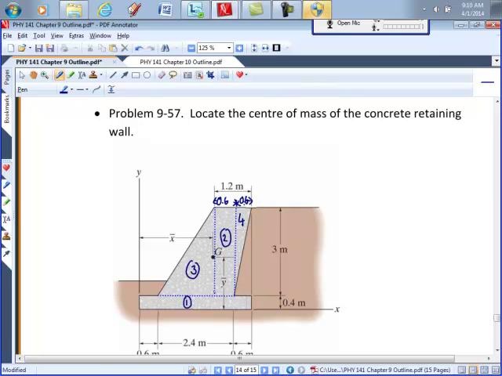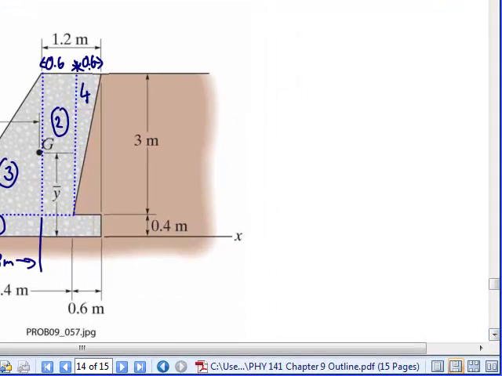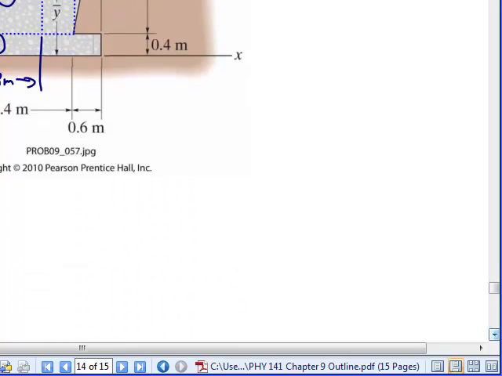And what about this width here? Well, it's 2.4 plus 0.6 is 3 to the side, and then back 1.2. So that would be 1.8. All right. So now we can create our table.